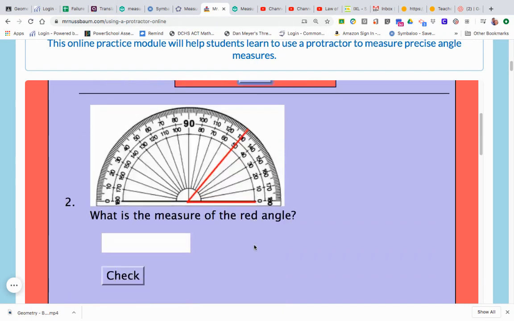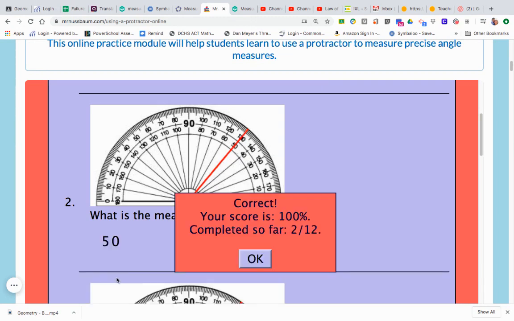All right, we're good. So this one, again, this is my initial side, runs through 0. I'm reading bottom numbers, that would be 50. And I know it's 50 and it's not 130 because I know that's an acute angle. So that will help you a little bit with figuring out, do I read the bottom number or do I read the top number?